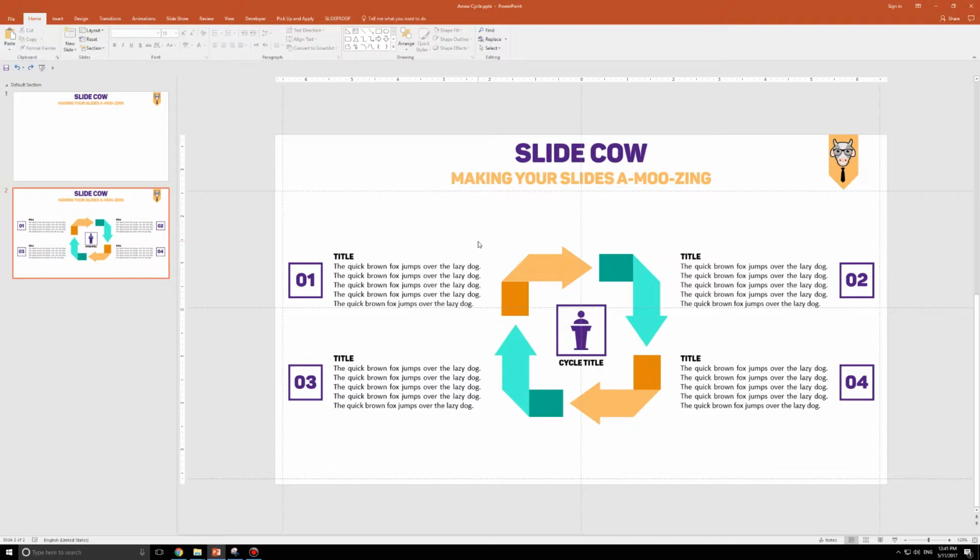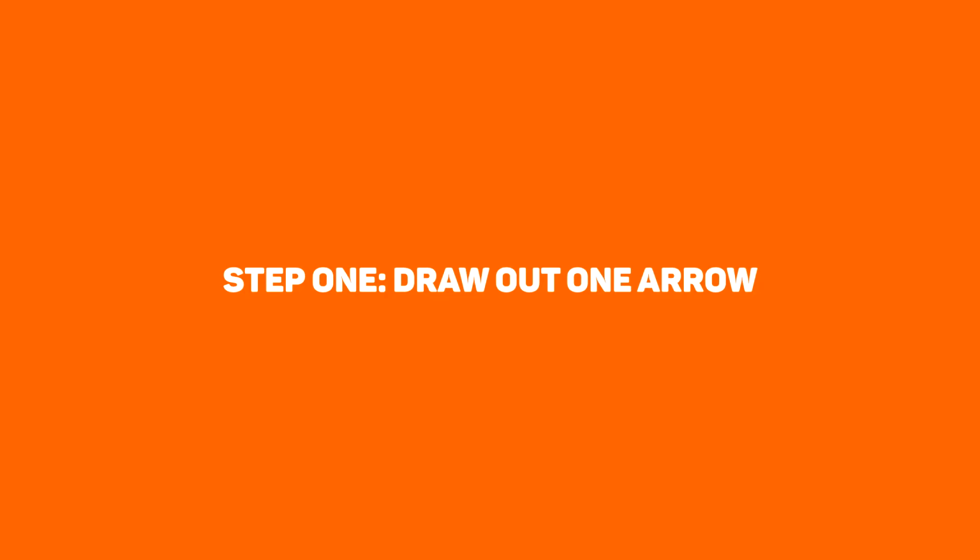As with all my other videos, it's important to make things as simple as possible for our audience in order to allow them to interpret information as best as possible. So let's get into this one. Step 1, draw out one arrow.